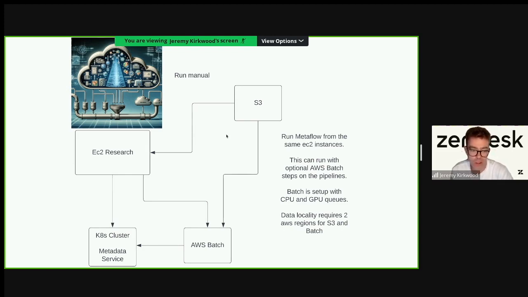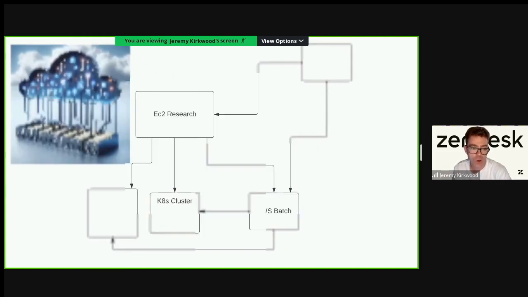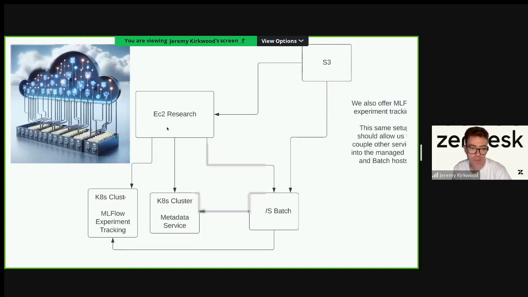Yep, and adding to that, we also offer a connection to MLFlow. So both the batch and the EC2 instances can track experiments, so each pipeline could be a different experiment, or they can see how the model is going and use MLFlow to keep track of particular objects and scores of how those models are going.